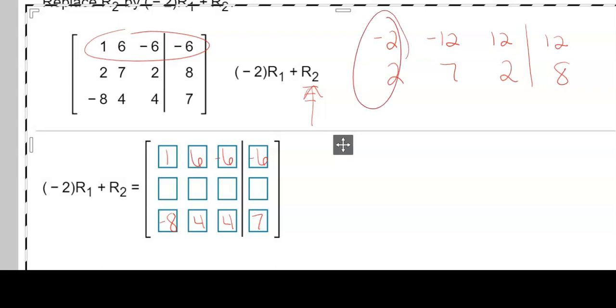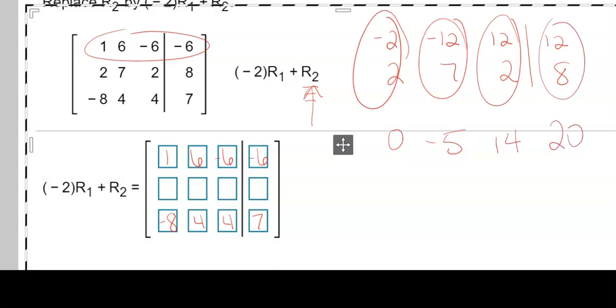So what do I put in for row 2? Add those together, I get a 0. Add these together, I get a negative 5. Add these together, I get a 14. Add these together, I get a 20. That is my new row 2. So that's a 0, a negative 5, a 14, and a 20. Okay? So we'll have to pick this up in a second video.